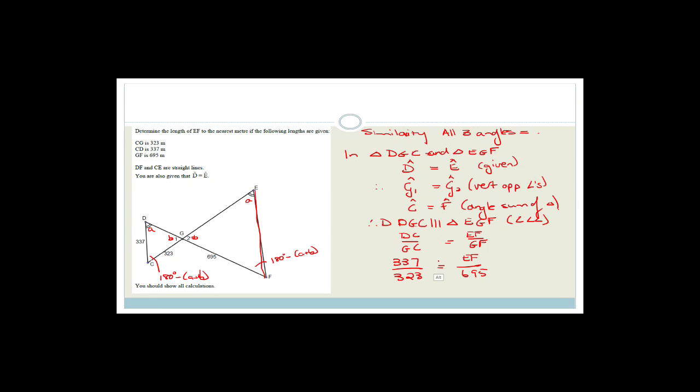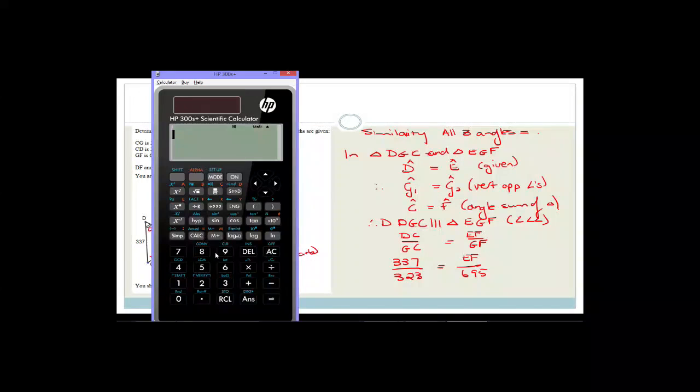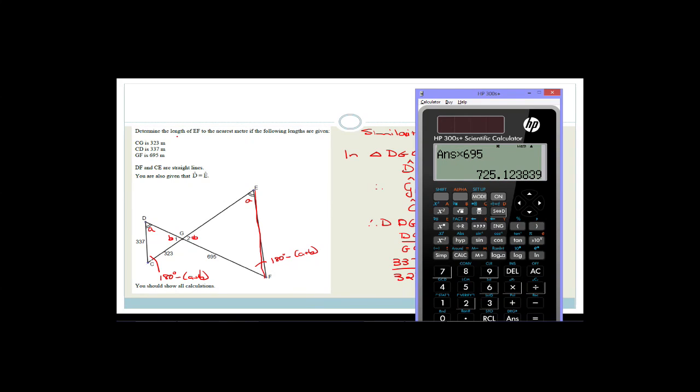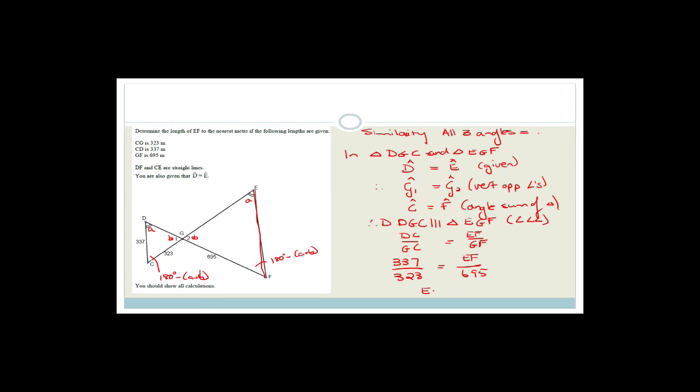So now we can take that and pop it into our calculator. So we can say 337 divided by 323 equals, and what do we do with the 695? You take it across and you multiply by 695, and that will equal 725.123839. Now, let's go back and see what they said. They wanted it to the nearest meter. So we need to round it off to a whole number. So it's just going to be 725. Therefore, EF equals 725 meters. Ta-da! Okay, so that wasn't too difficult, hey?